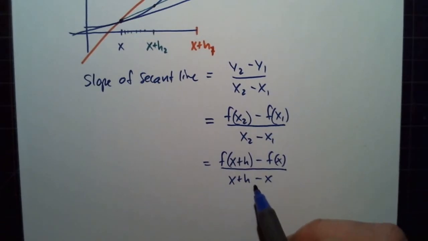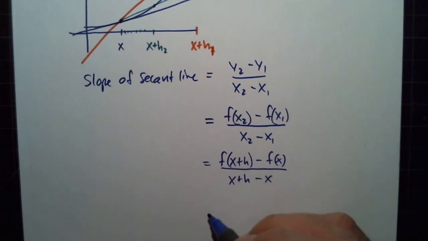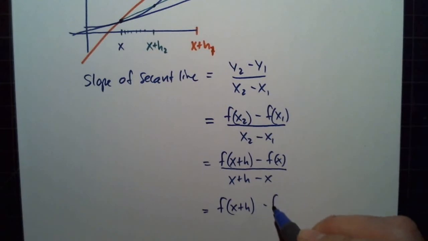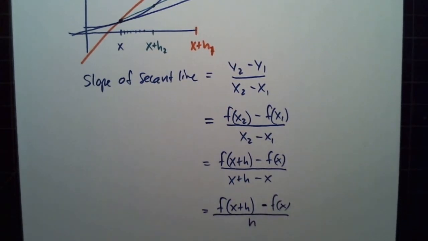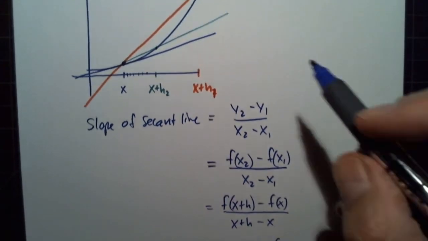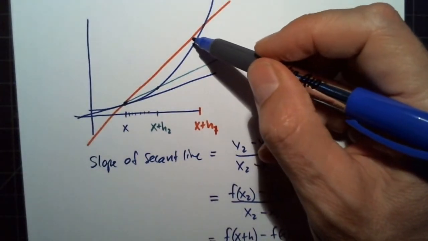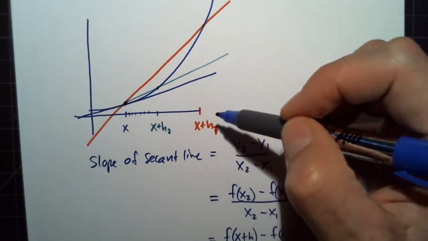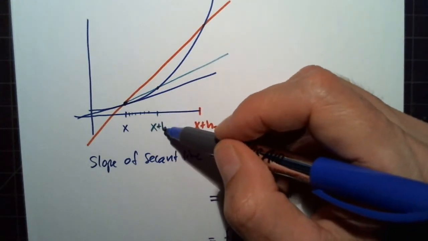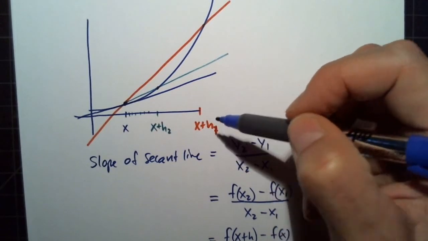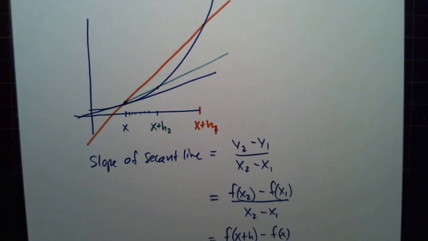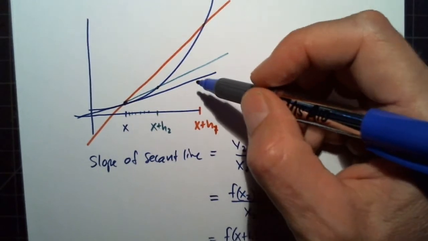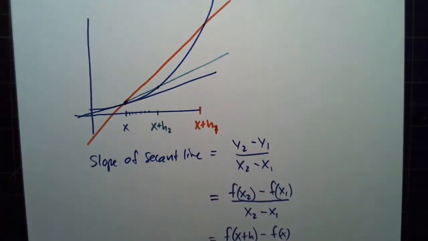Well, x minus x is 0. We'll be left with an h in the denominator, and we can just write it as f of x plus h minus f of x over h. That is the slope of the green line, the slope of the red line. It's the slope of any of these as long as we're choosing the correct value of x plus h, or the correct value of h. It represents any slope that we want it to be, depending on the h.